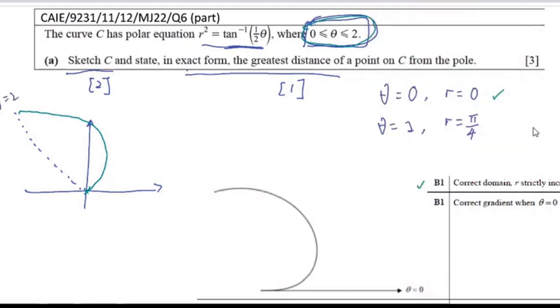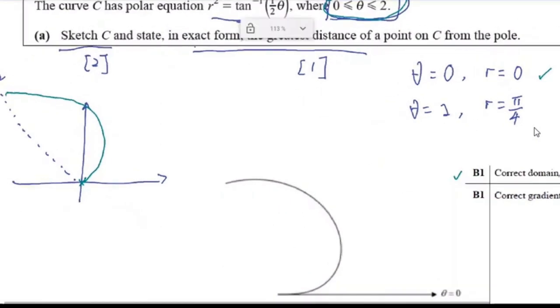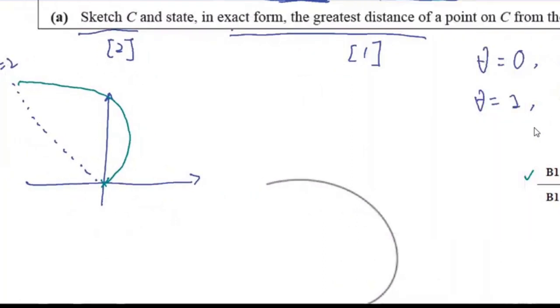And after that is the correct gradient when theta equals 0 and theta equals 2. So these are the details that they're quite looking for. So what do they mean by the correct gradient here? The correct gradient here is referring to important values that we need to look for when we sketch the graph, which is when we have got the origin. So whenever we want to sketch the graph at r equals 0, there is one thing that particularly we want to look for.